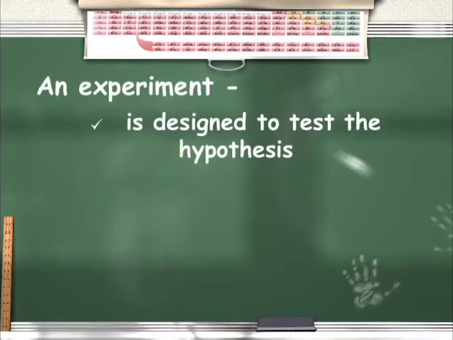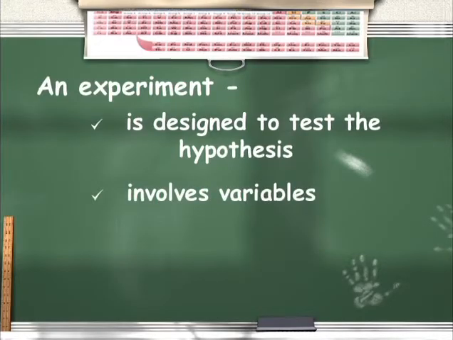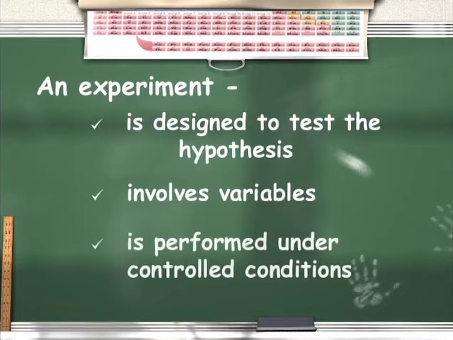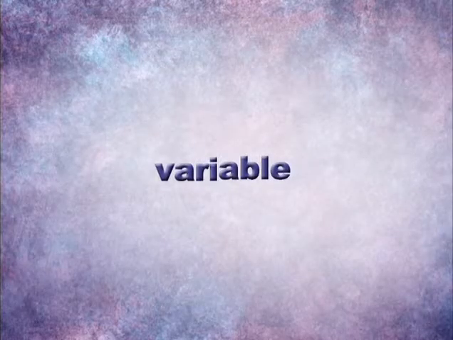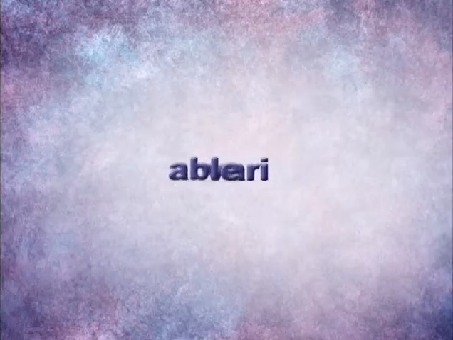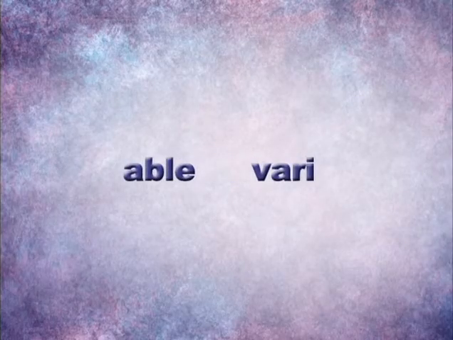An experiment is designed to test a hypothesis. The experiment involves variables. We'll talk about variables soon. And the experiment is performed under controlled conditions. You'll learn what that means in a moment. Now, what are variables? Look at the word, variable. Variables are factors in an experiment that you are able to vary.